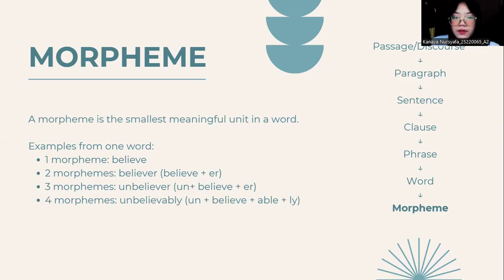For the examples, belief has one morpheme, believer has two morphemes, believe plus er. Unbeliever has three morphemes, un plus believe plus er. And unbelievably has four morphemes, un plus believe plus able plus ly. From the examples, we can see that adding morphemes can change the meaning of a word.